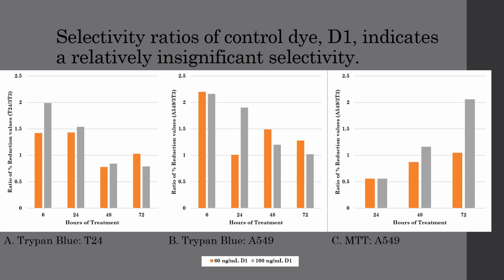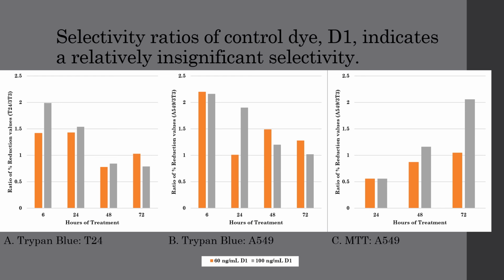What is interesting to note is the seemingly contradictory information between the trypan blue exclusion and the MTT assays. While the overall selectivity of D1 towards A549 cells decreases over time in Figure B, the selectivity is actually shown to increase over time for the same cell line in Figure C, which used the MTT assay. Currently, it is unknown why the results oppose each other. However, a future MTT assay on the T24 cell line may yield some additional information.